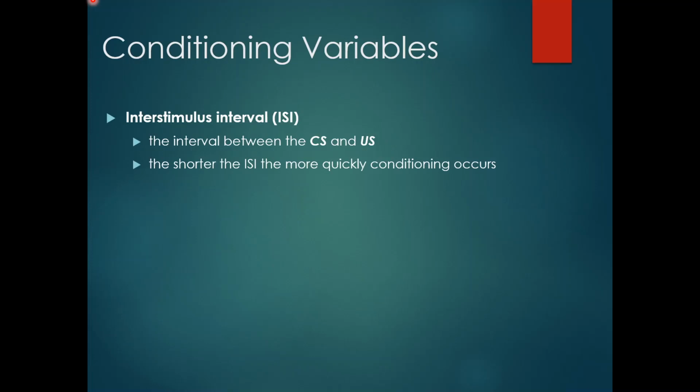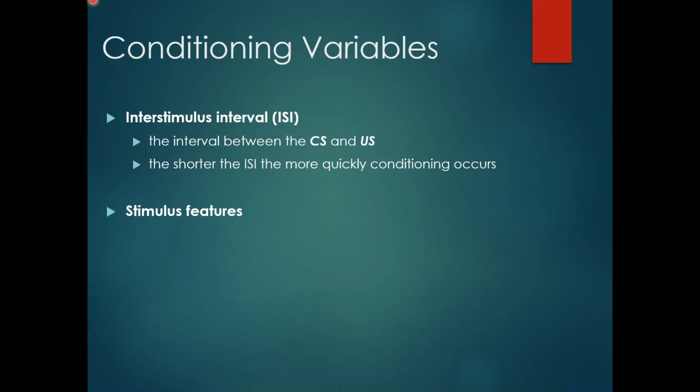Another variable that impacts how effective conditioning is this idea of the interstimulus interval. And that's just the amount of time that passes between the conditioned and unconditioned stimuli. One is presented, some period of time passes, and then the other is presented. And we know that the shorter the interstimulus interval is, the more quickly conditioning occurs. Researchers think that the optimum ISI for many conditioning examples is around 20 seconds.